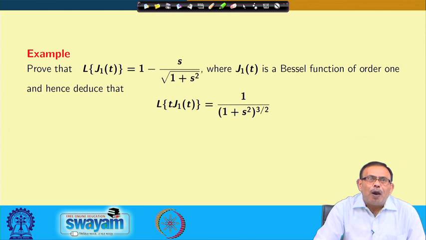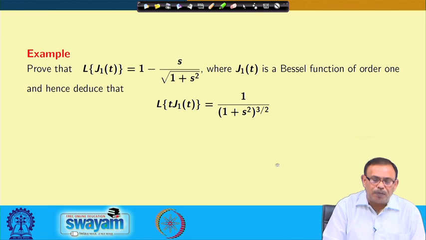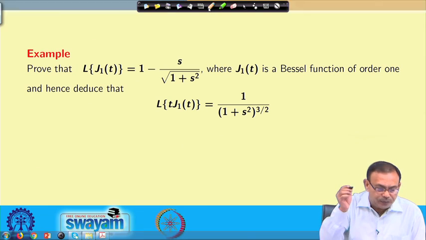Now, next, we have done the Laplace transform of J0(t). Now, we will go with J1(t). We have to prove that Laplace transform of J1(t) is 1 minus s by root over 1 plus s square, where J1(t) is a Bessel function of order 1, and once I know the Laplace transform of J1(t), from there we can find out the Laplace transform of t J1(t) also.